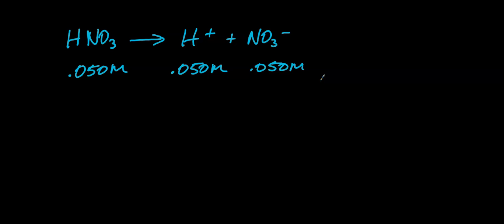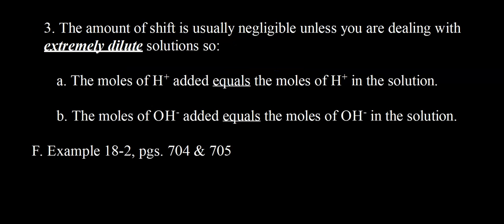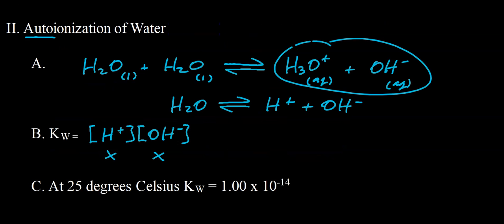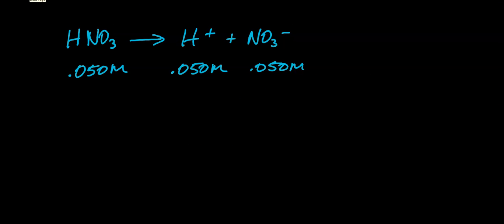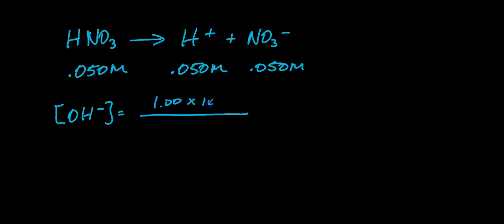So what is the concentration of OH minus in the solution? Well, that's why we're going to use Kw. If we know the concentration of one of these ions, either H plus or OH minus, we can find the concentration of the other using Kw. So let's go ahead and do that. We're going to put concentration of OH minus equals Kw, no units, divided by concentration of our H plus ions.